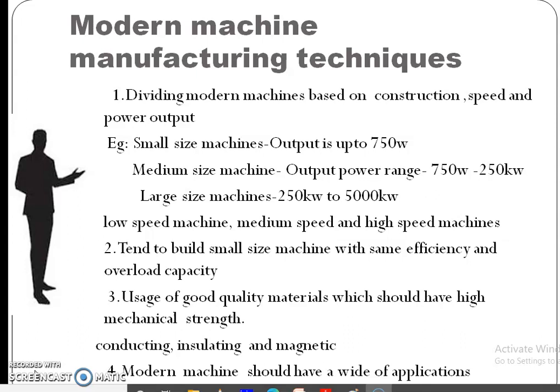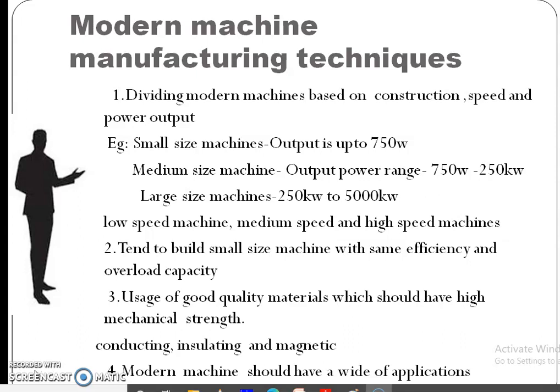So that kind of machines we have to manufacture. That is one of the best manufacturing techniques. These are the 4 things we have as manufacturing techniques. Even we can add more things also. Based on this, derived parts are many. You can elaborate the answers based on these things. So these are about the modern machine manufacturing techniques.